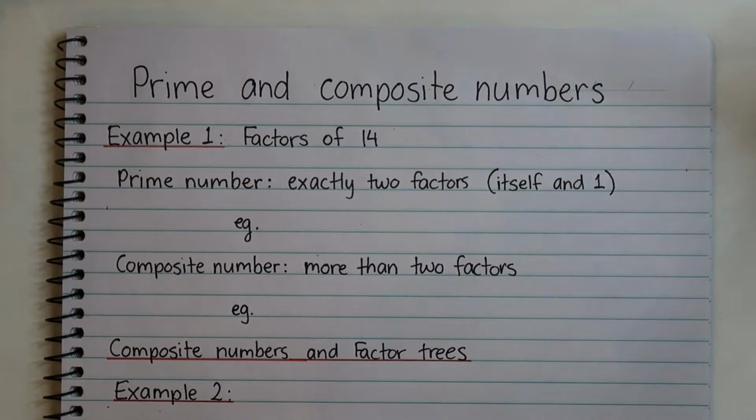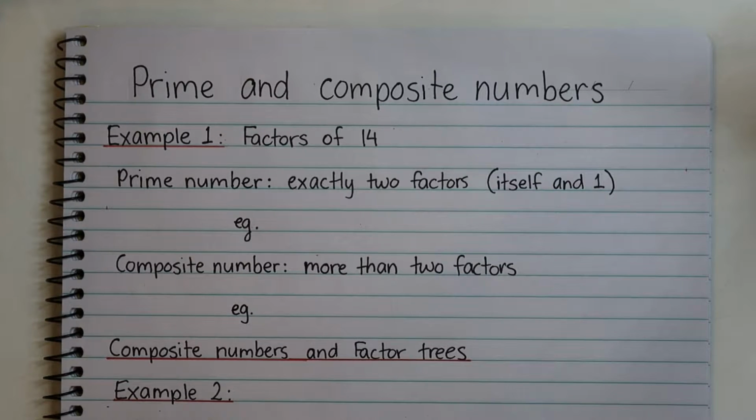This lesson is focusing on prime and composite numbers. To understand this lesson, you must first understand the meaning of a factor. A factor is a whole number that divides exactly into another whole number, with no remainder. For example, the number 4 is a factor of 8, because 4 divides into 8 twice.